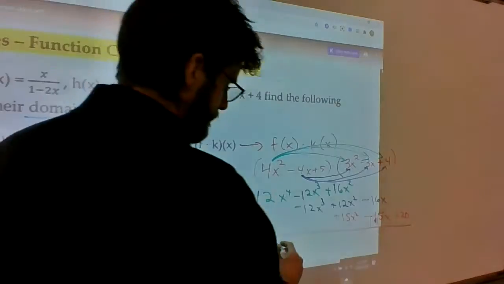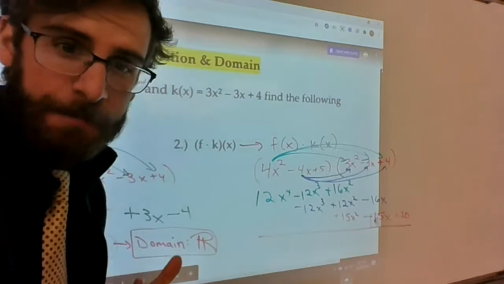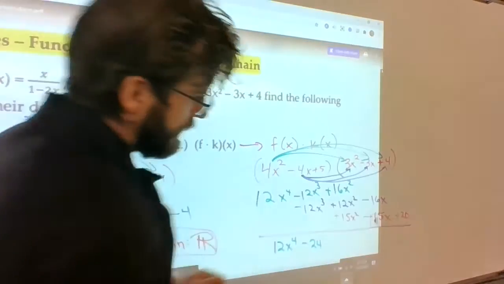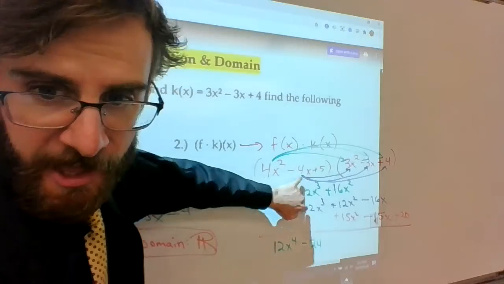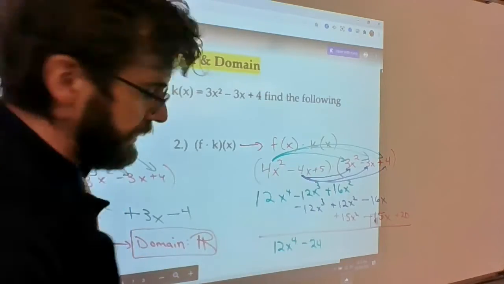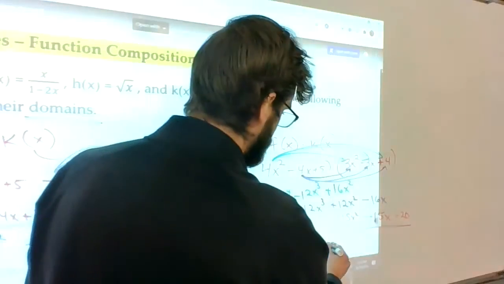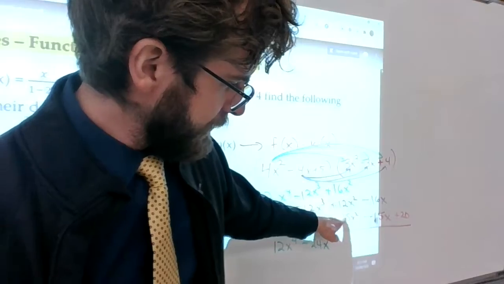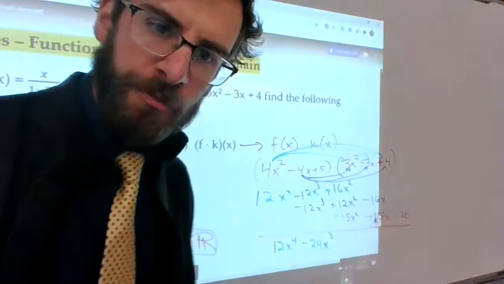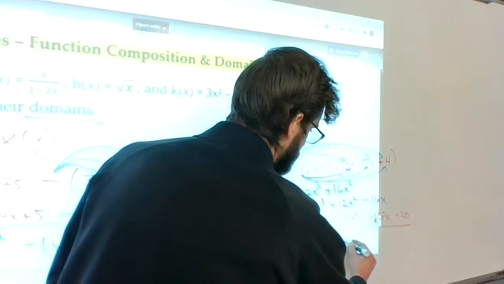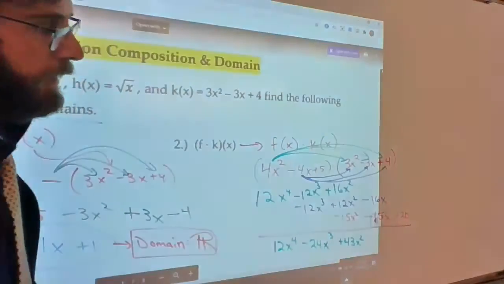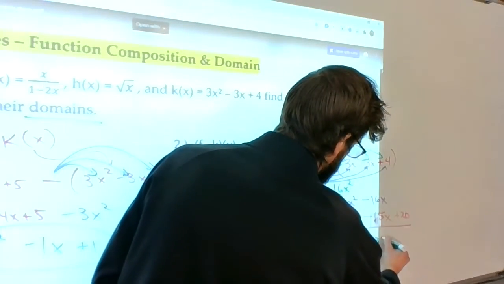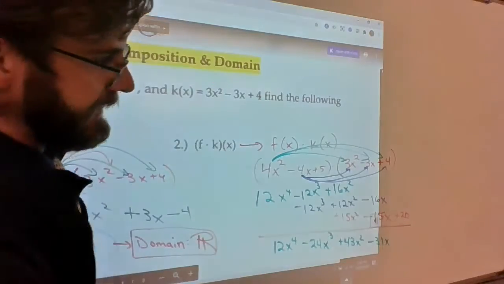So overall, the new function, f of x times k of x, is 12x to the 4 minus 24x. Remember, when you add or subtract powers, you do not change the exponents. It's still going to be x to the third. Let's see, 15 plus 15 plus 15... 10 plus 10 plus 10 is 30. 7 plus 6, 43x squared. All right, negative 16x minus 15x is negative 31x. And then make sure you put the plus 20 at the tail end.